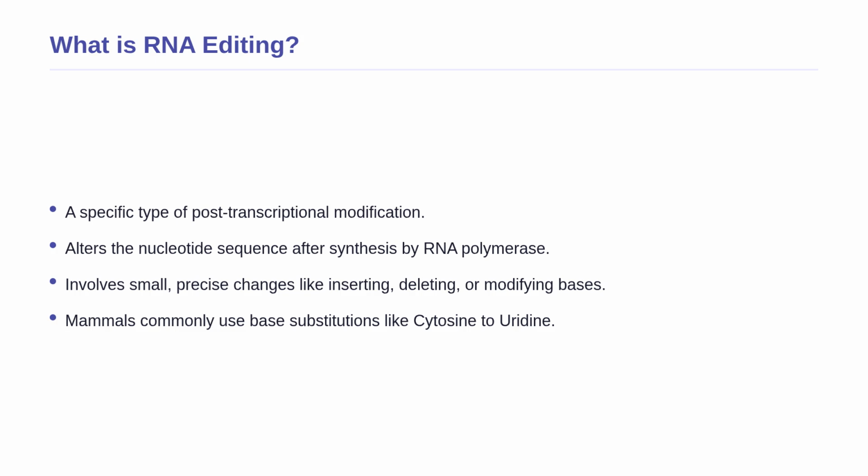In mammals, the most common types of RNA editing involve base substitutions. Specifically, we see the chemical deamination of cytosine to uridine, or adenosine to inosine. Because the ribosome reads the messenger RNA sequence letter by letter, changing even a single letter can change the amino acid that gets added to the protein chain.